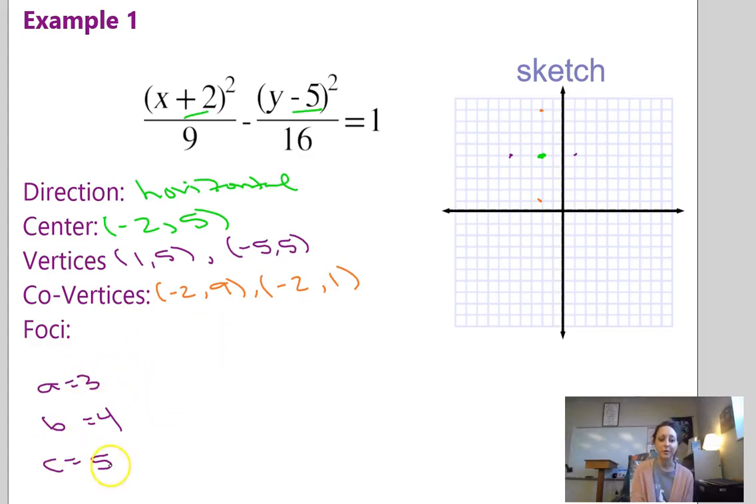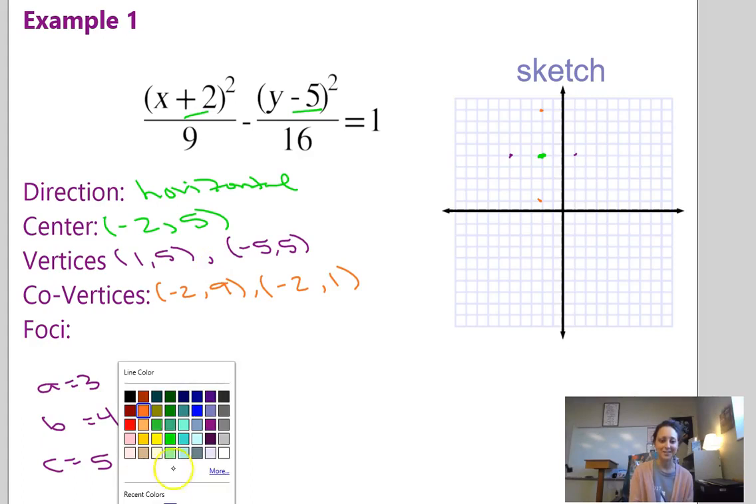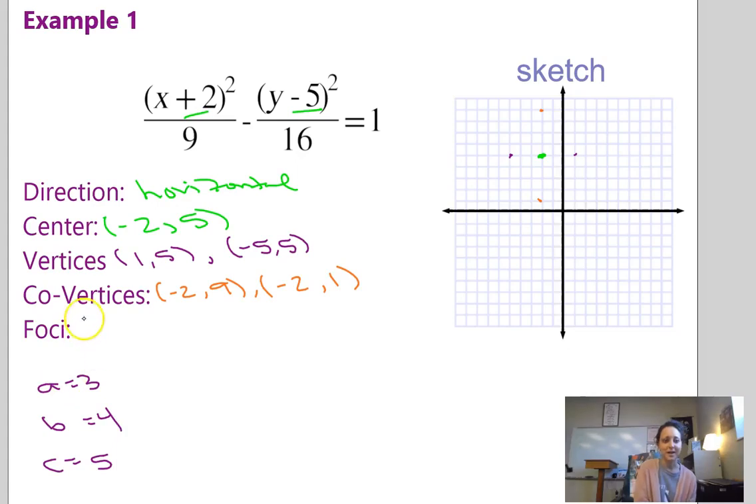Okay, our foci, we're going to add and subtract 5 from the center to the x, because we decided a horizontal opening here. So if I add and subtract 5 to the x-coordinate of the center, adding 5 is going to give me 3, hold the y, and subtracting 5 here is going to give me -7. Okay, so now let's go ahead and plot this.